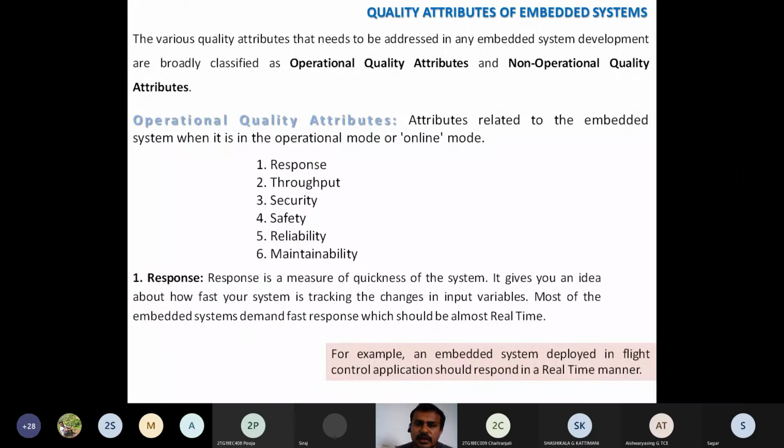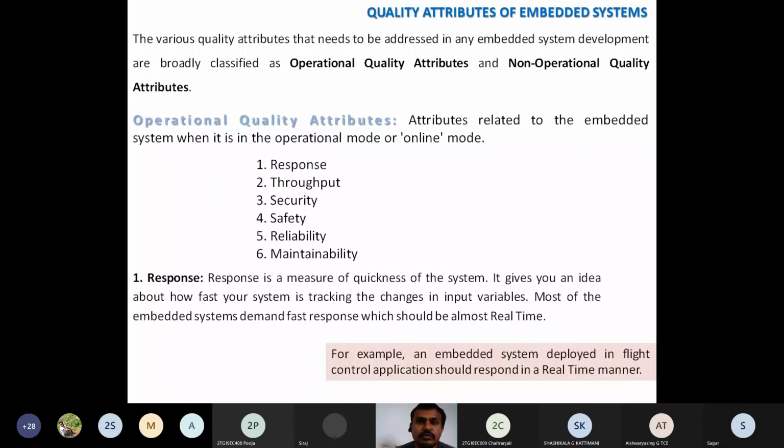It is not like all embedded systems must support this characteristic, that is real time. Response must be there, but it may be real time, it may not be. For example, if I go for a toy, where we are not expecting real time operations, the response may be delayed, but we are not concentrating on the real time concepts while designing that toy.